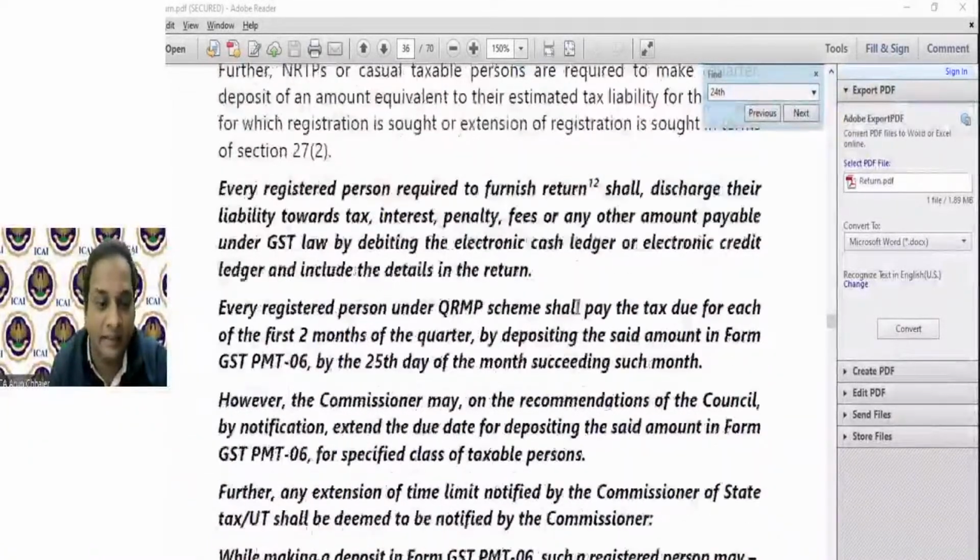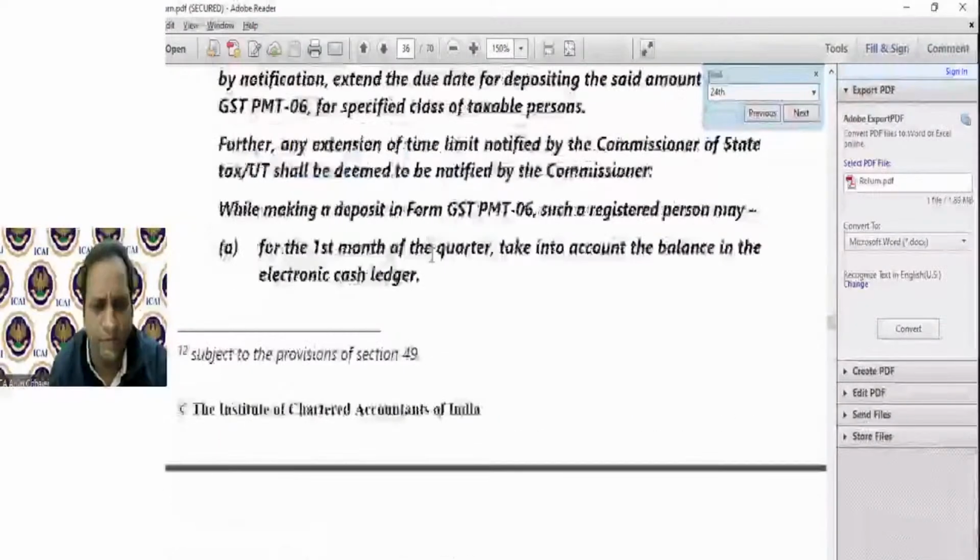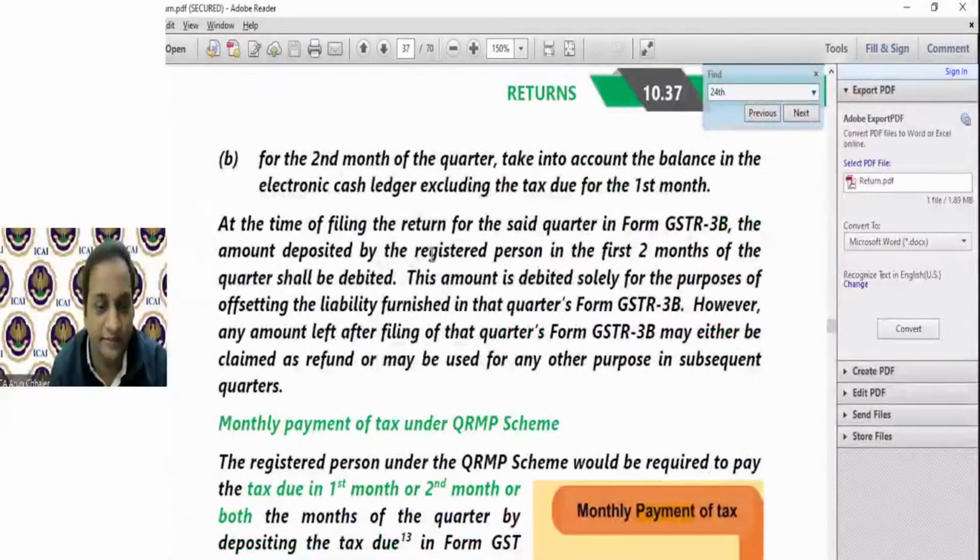टैक्स को पेमेंट करना है PMT 06/25th. However, Commissioner can extend the date.